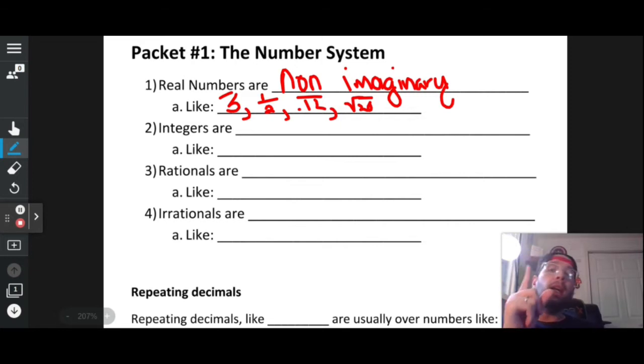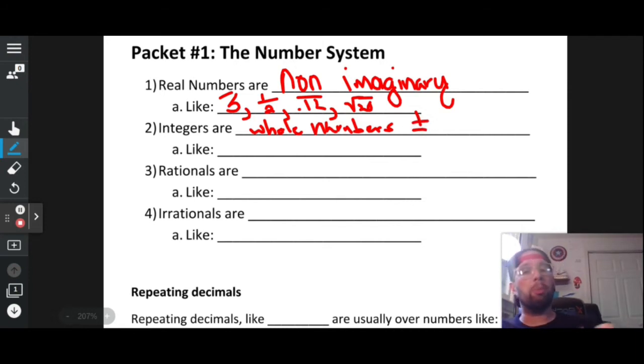world. Integers are numbers without decimals. They can be positive, they can be negative. So integers are whole numbers that can be positive or negative, and include 0. Integers could be 1. They could be 215. They could be negative 44. Stuff like that. No decimals, no fractions unless that fraction simplifies to a whole number.